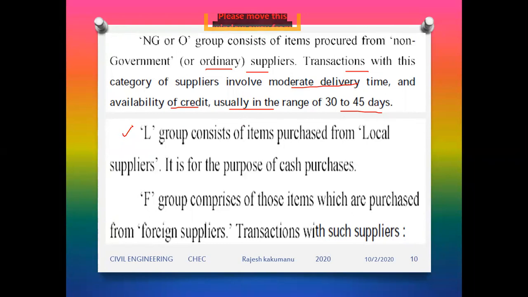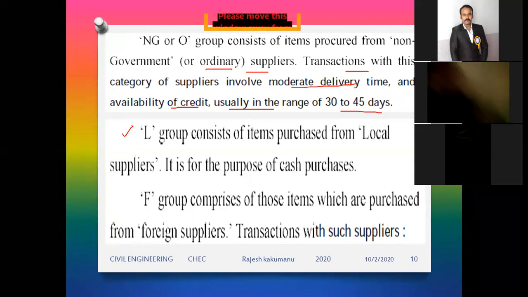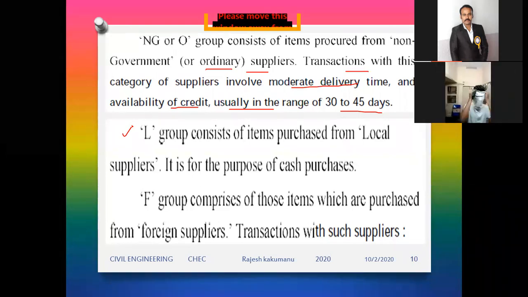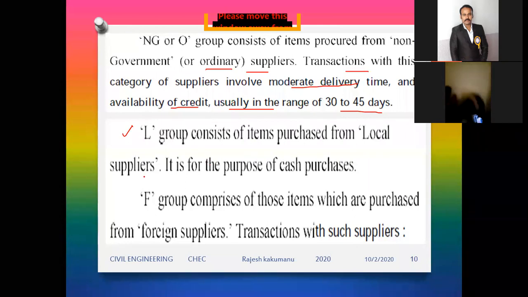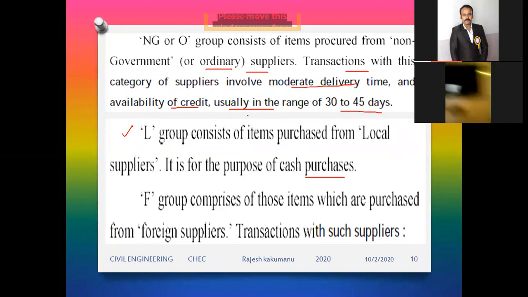Next one is L. What is the meaning of L here? L consists of items purchased from the local suppliers. It is for the purpose of cash purchases. So a local purchase enti, for example, మీకు local markets లో దొరికే materials, for example food items or your broomstick, cheaper food items, or some other eggs. So eggs coming from the local market. Eggs ఎవరు big markets నుంచి ఎవరు తీసుకురారు, right? So here L group consists of items purchased from the local market. The purpose is cash purchase, ఇక్కడ ఏం చేస్తున్నాము, డబ్బులు ఇచ్చి మనం తీసుకుంటున్నాం. అదే ఈ ప్లేస్ లో ఏం జరుగుతుంది, క్రెడిట్ తీసుకుంటాం అన్నమాట, రైట్?